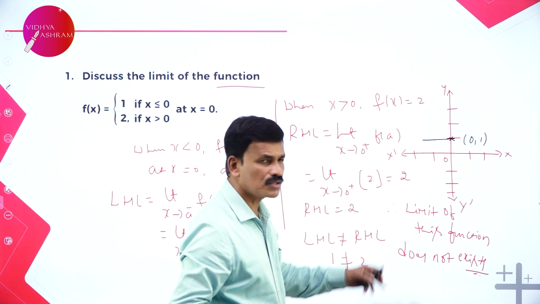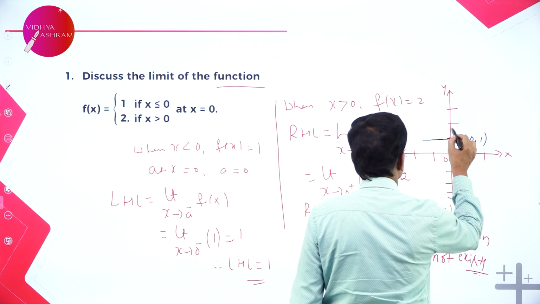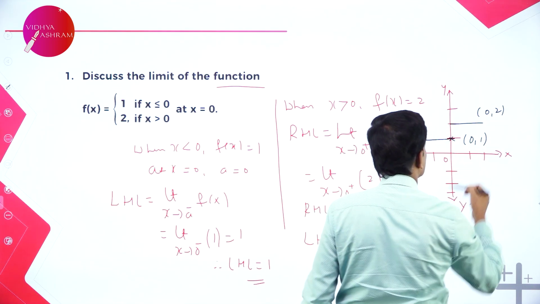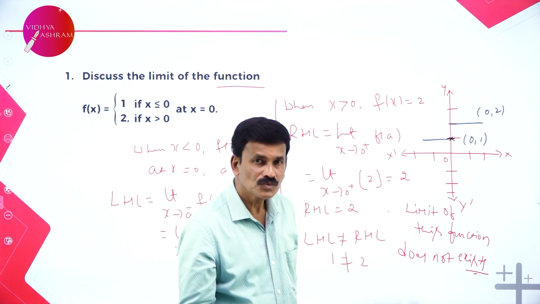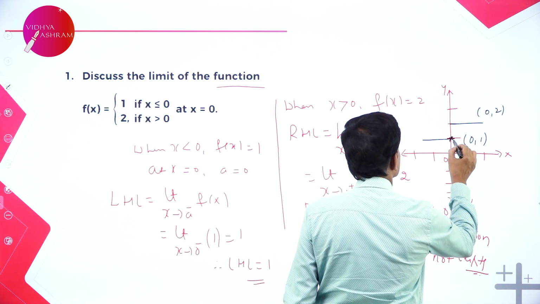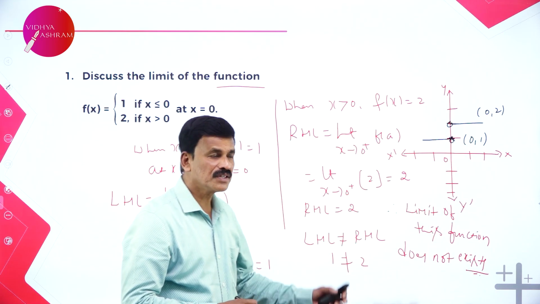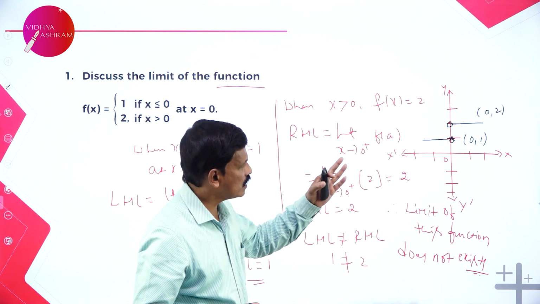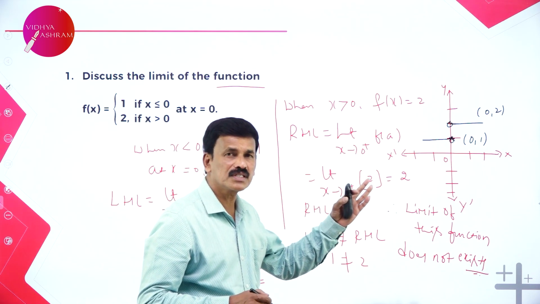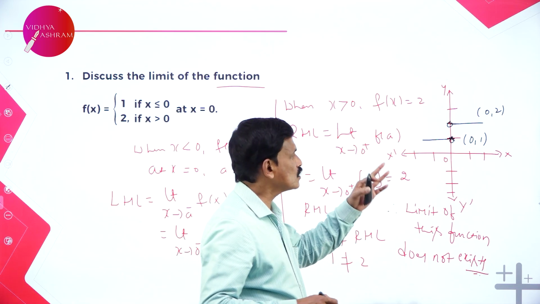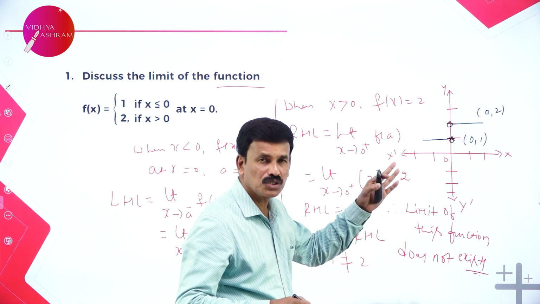Similarly at x is equal to 0, y is equal to the right hand limit, which is 2. So here we can write 0 comma 2. So here it is 0 comma 1 and 0 comma 2. So from the graph you can say that the value of the function f of x at x is equal to 0 is 1 and the value of f of x at x is equal to 0 is 2.